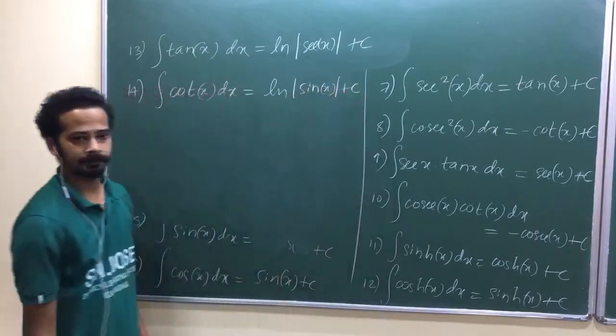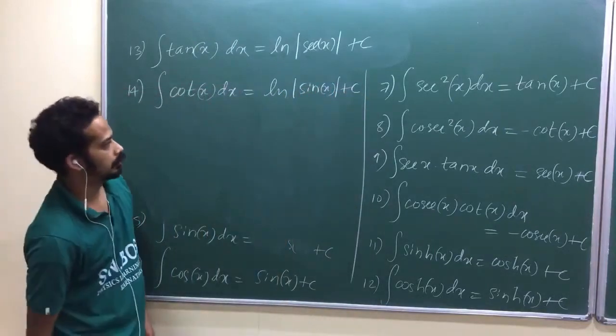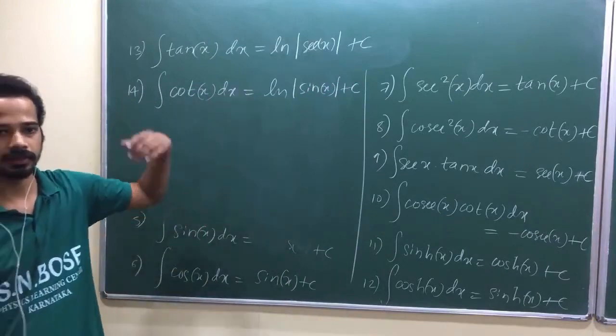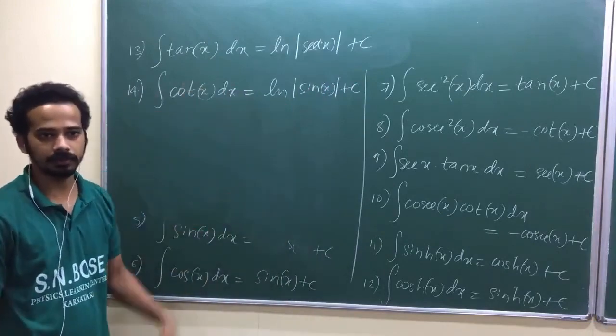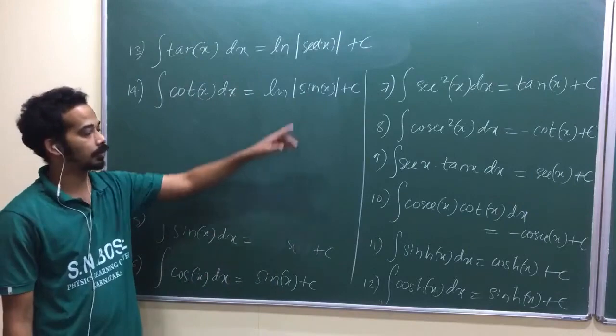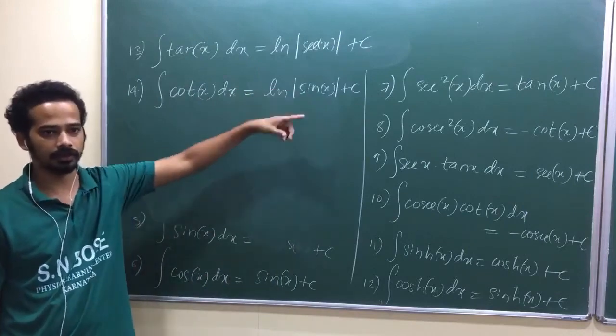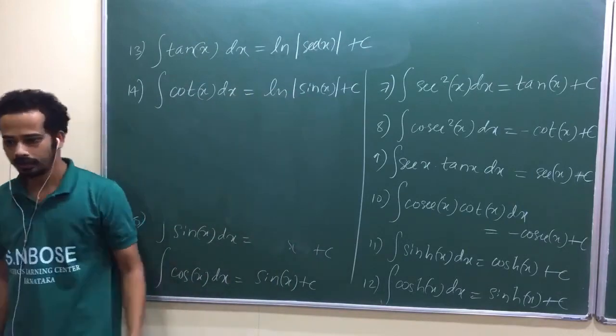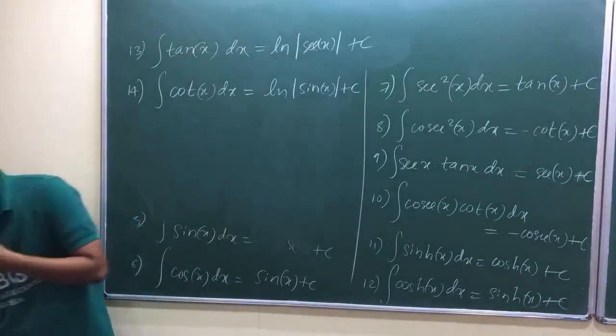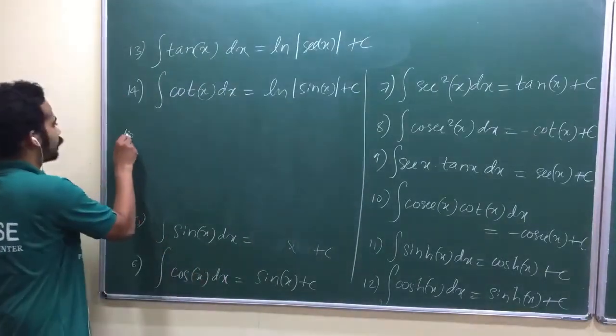Plus c. Log of mod sin x, because 1 by sin x into cos x, isn't it? Into, so differentiation of sin x is cos x. 1 by sin x into cos x, that's cot x, isn't it? Like that. Now again, I need two more here.